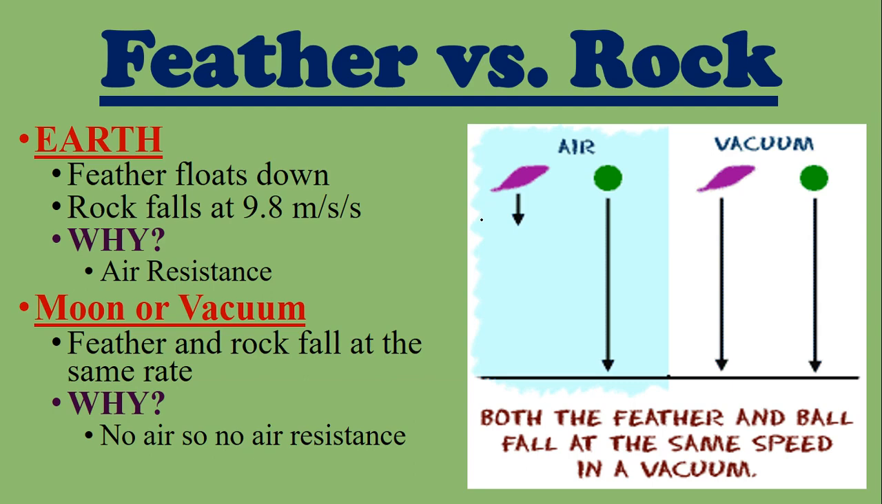Now we could take this feather and this rock, and we can go to the moon, or we can go to a vacuum, which means that there's no air. We're going to a place that has no atmosphere, no air. If you are at a height and you drop the feather and rock at the same time, they both are going to fall at the same rate because there's no air. And if there's no air, there can be no air resistance.